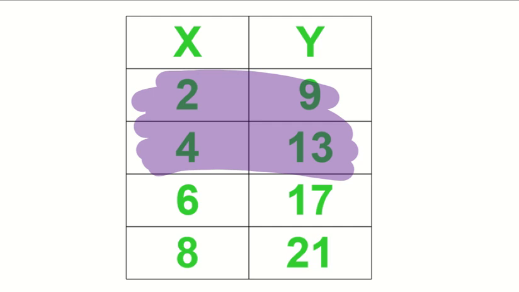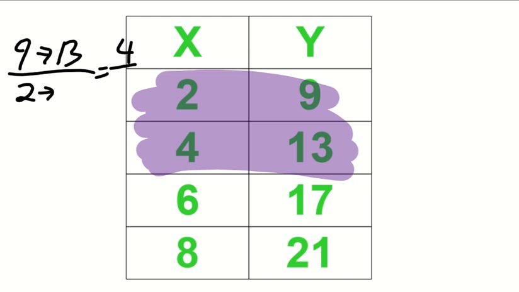9 and 13. 9 and 13 are the y values. So when we do change in y, we're going from 9 to 13. That's going up 4. What are my x values? 2 and 4. So if we're going from 2 to 4, that's up 2. What's 4 over 2? 2. So that means my slope is 2.